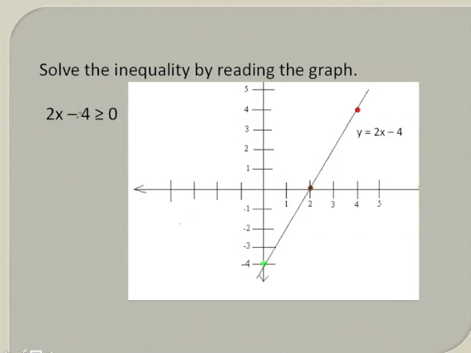Here we want 2x minus 4 to be greater than or equal to 0. Here's the graph of 2x minus 4. Here's my 2. When is it greater than or equal to 0? Well, the line is above 0 here. So it's when x is greater than or equal to 2.